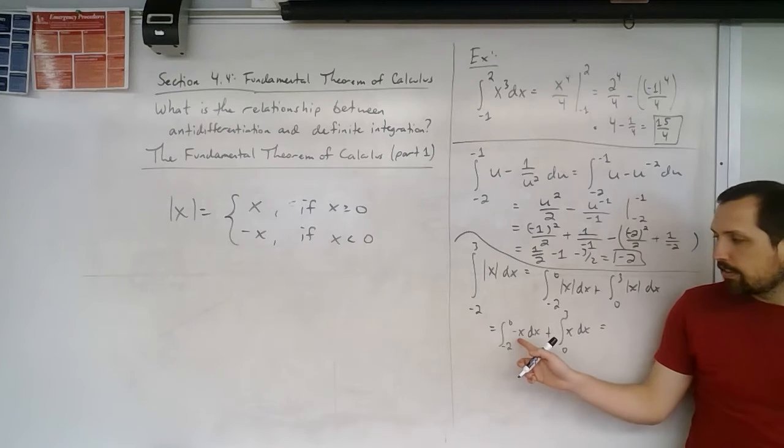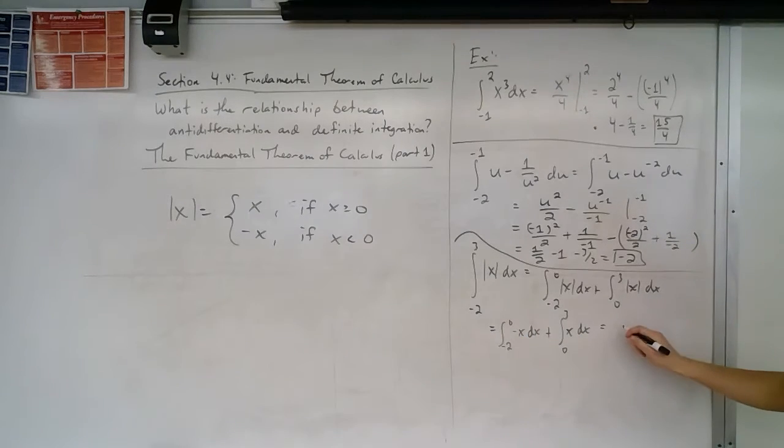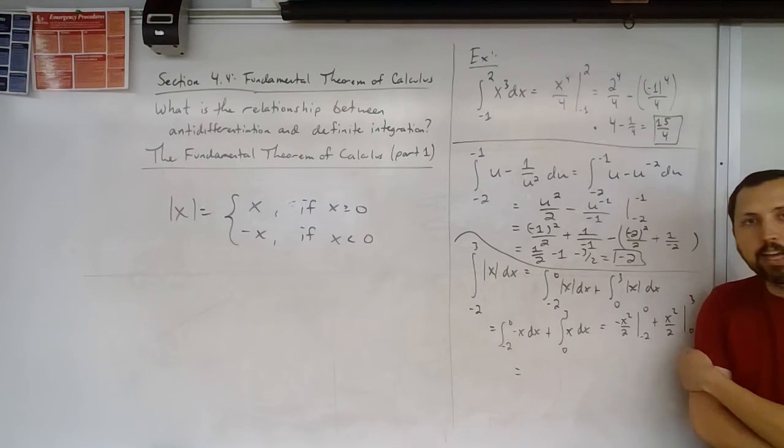And now again, we just use our same rules: add 1 to the power, divide by the power. So I have negative x squared over 2. This evaluates from -2 to 0. And then I add on this one, x squared over 2, and this goes from 0 to 3. So you can have multiple things. You just deal with each of them separately and then add the total together.